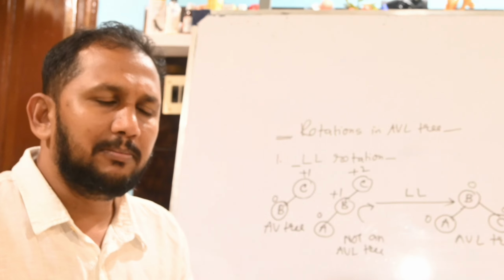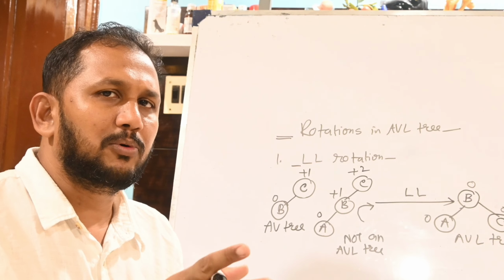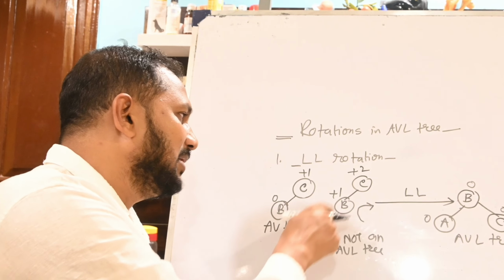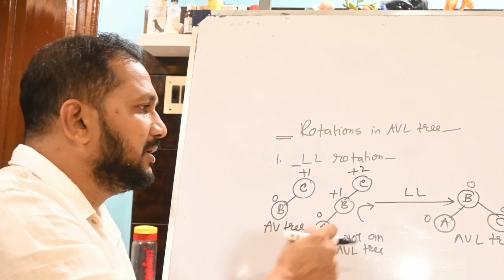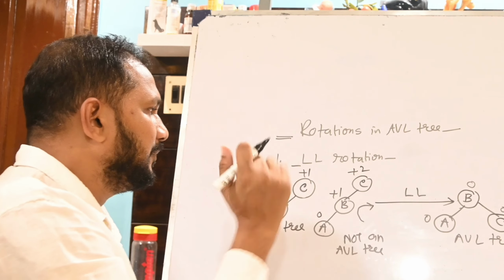When we use LL, it means the last inserted element is on the leftmost side of the left subtree. So we need to rotate this subtree and convert it to A, B, C. So this is the first.